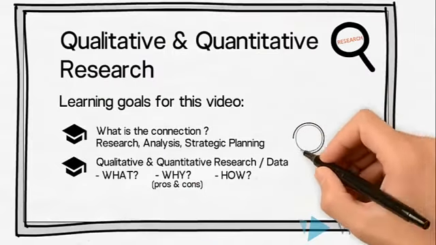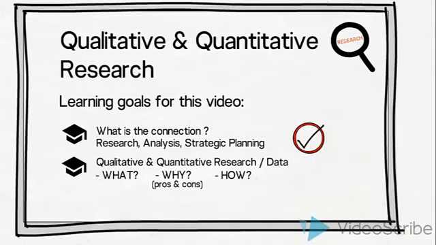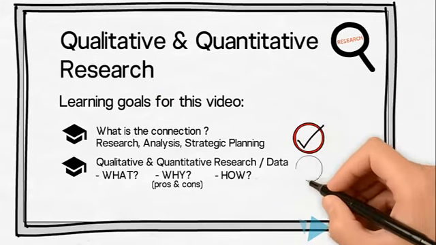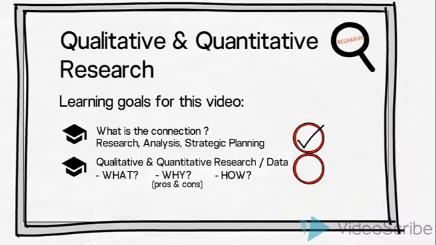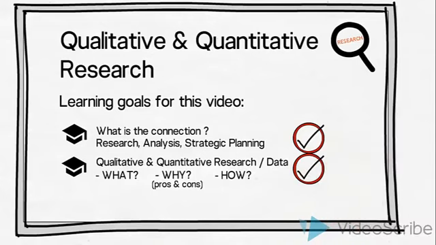We have now established a connection with the rest of the research analysis and strategic planning process. And subsequently we have used an example to illustrate what qualitative and quantitative research is. We have highlighted the pros and cons of each and provided different examples of how we can conduct these two types of research.